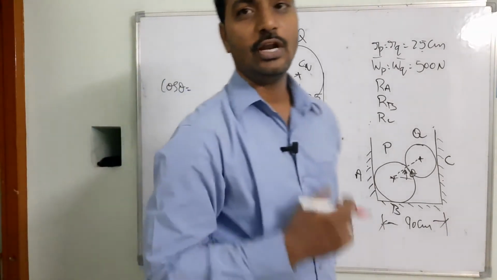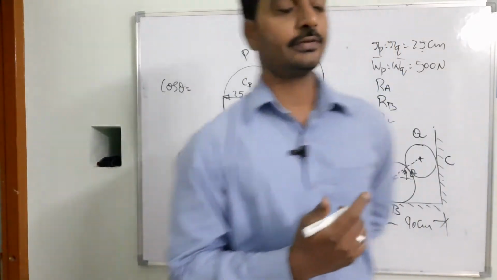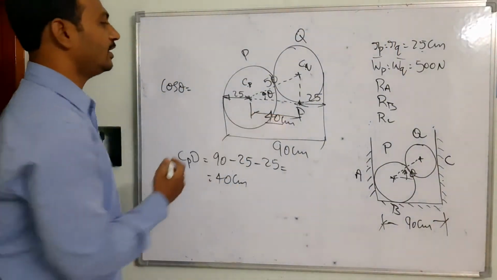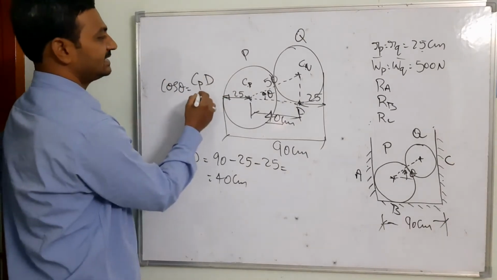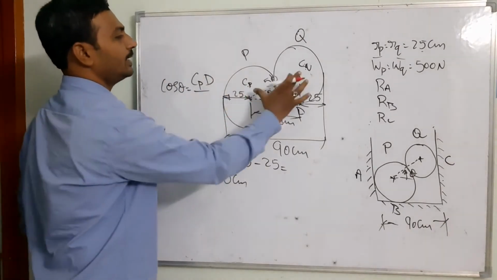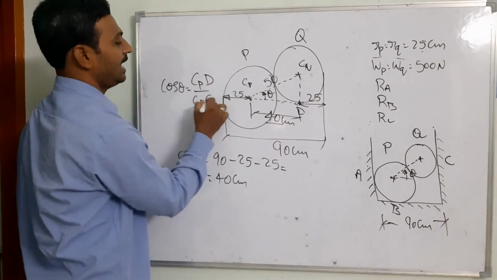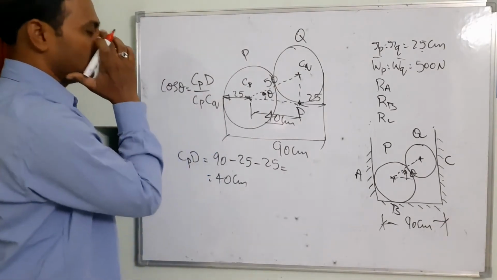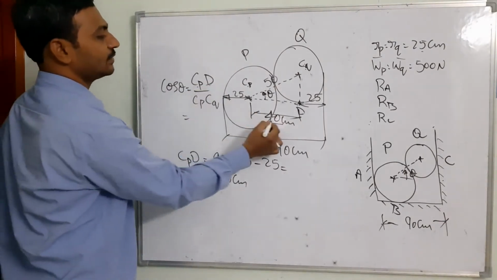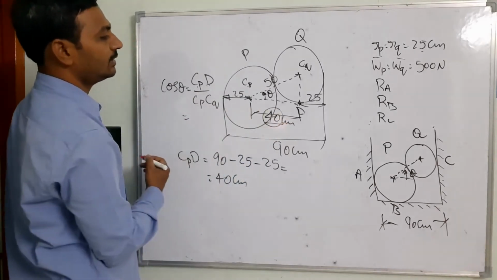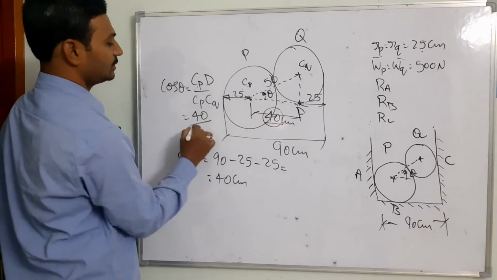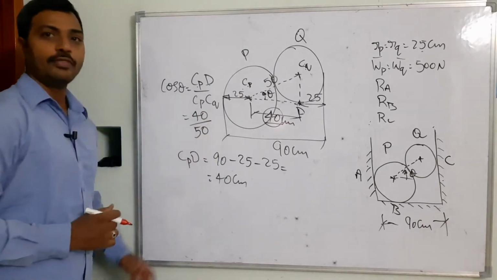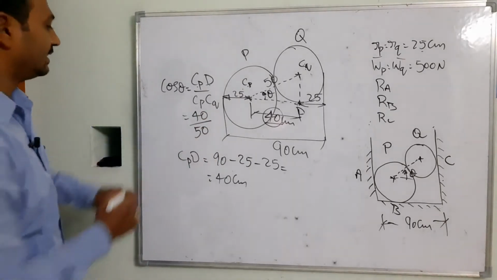If I take the cos theta, then what equation are we going to get? That's going to be adjacent side by hypotenuse. So here the adjacent side is going to be CP D, that is the adjacent side, by the hypotenuse, which is the central distance CP as well as CQ. So CP D is equal to how much over here? CP D is going to be 40 divided by CP CQ, which is 50. So on that basis I am going to calculate the theta.